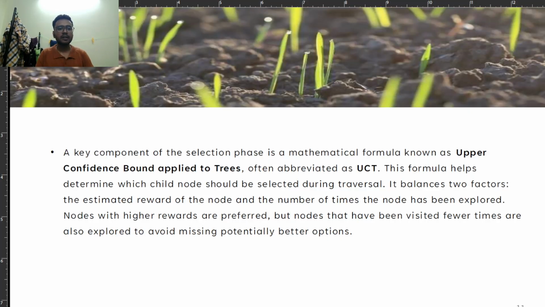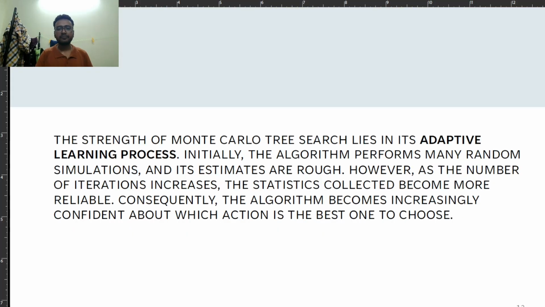Now, what is the key component of this entire selection process? It is in mathematical form, known as the Upper Confidence Bound applied to Trees, or UCT. This formula helps us determine which child node should be selected during traversal. It mainly balances two factors: the estimated reward of the node and the number of times the node has been explored. Nodes with higher rewards are preferred, but nodes that have been visited fewer times are also explored to avoid missing potentially better options.